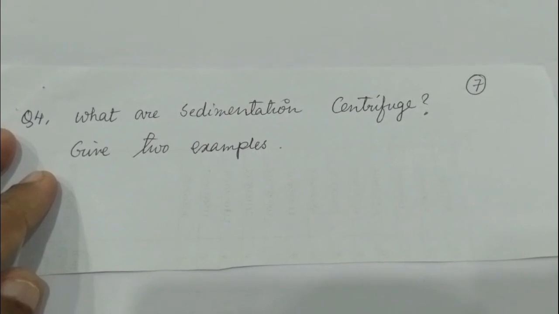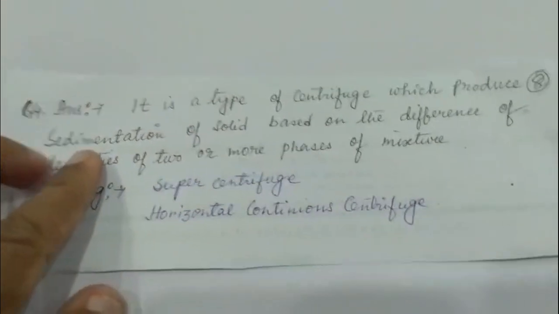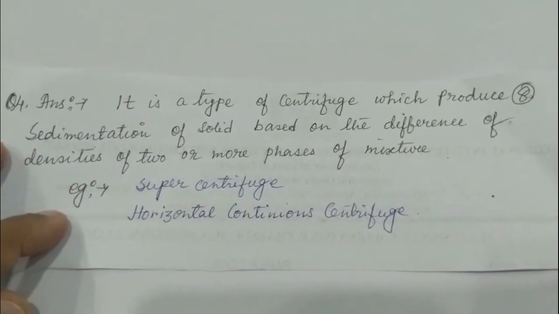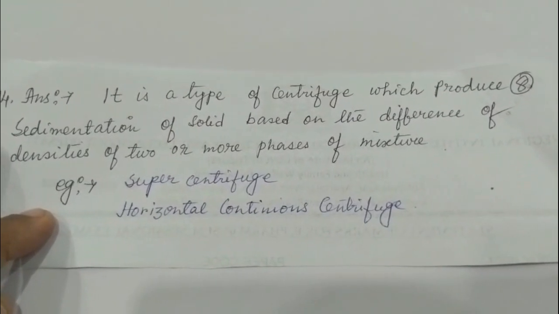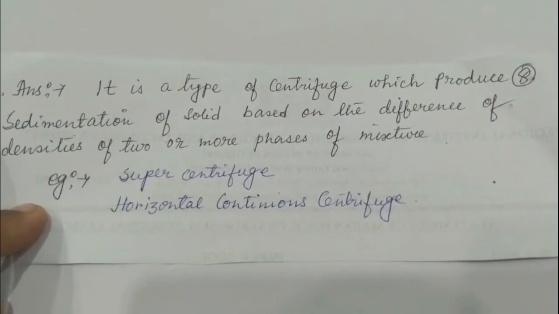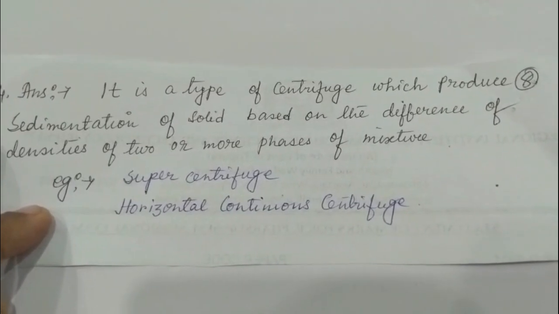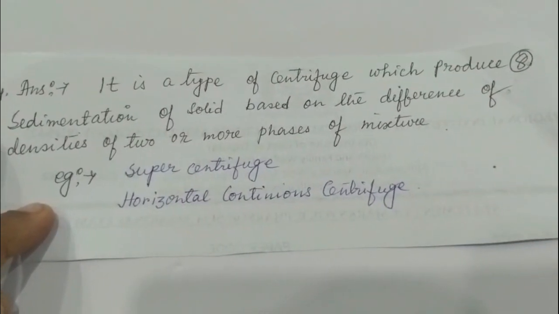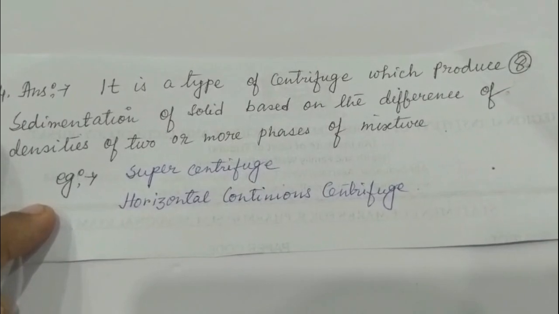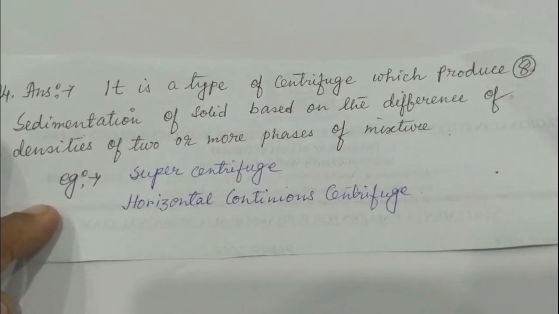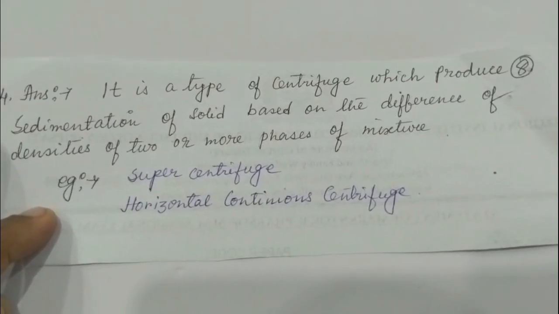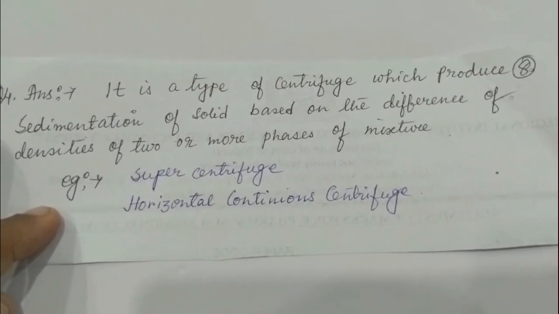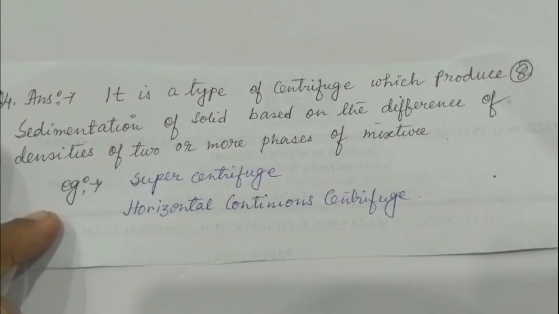What are sedimentation centrifuges? Give two examples. So here the answer is, it is a type of centrifuge which produces sedimentation of solid based on the difference of the densities of two or more phases of a mixture. Example is super centrifuge and horizontal continuous centrifuge. So mainly it is based on the sedimentation part when we are separating the phases of a mixture.